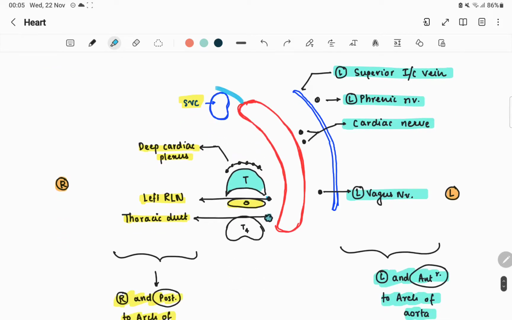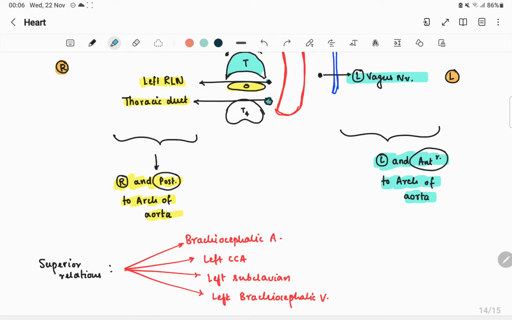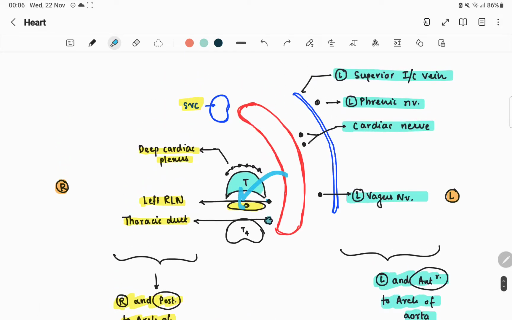And all of these are forming an anterior relation: the SVC, your deep cardiac plexus, your trachea, esophagus, left recurrent laryngeal nerve, and the thoracic duct. All of these are forming the right and posterior relations to the arch of aorta.